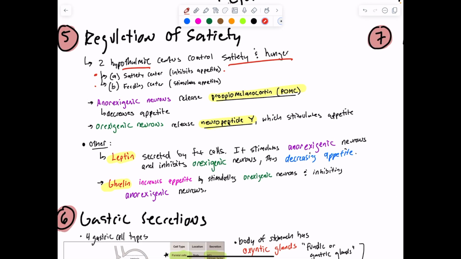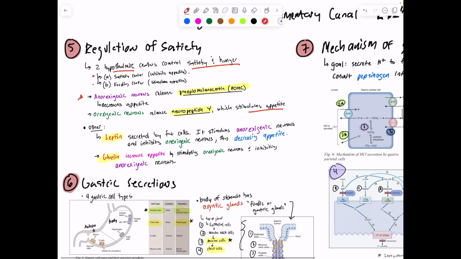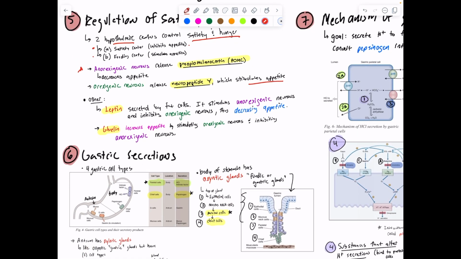You have anorexigenic neurons, which release pro-opiomelanocortin, POMC, which decreases appetite. And then you have the orexigenic neurons, which release neuropeptide Y, which stimulates appetite. So neuropeptide Y stimulates appetite, and POMC decreases appetite, and it comes from our anorexigenic neurons. All right, that one's easy to remember. Anorexia, you are super thin, not eating, and anorexigenic neurons release POMC, which decreases appetite.